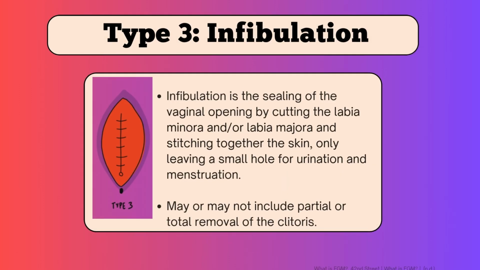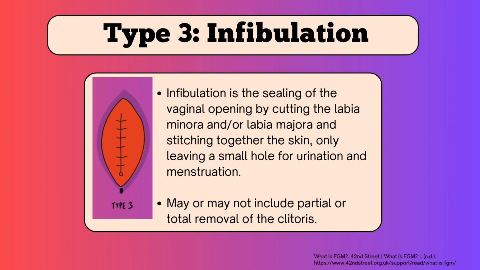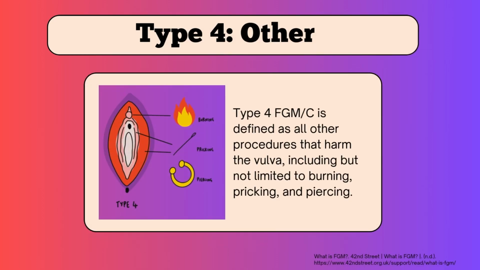Type 3 FGMC is called infibulation. Infibulation is the sealing of the vaginal opening by cutting the labia minora and/or labia majora and stitching together the skin, only leaving a small hole for urination and menstruation. Infibulation may or may not include partial or total removal of the clitoris. Type 4 FGMC is defined as all other procedures that harm the vulva, including but not limited to burning, pricking, and piercing.